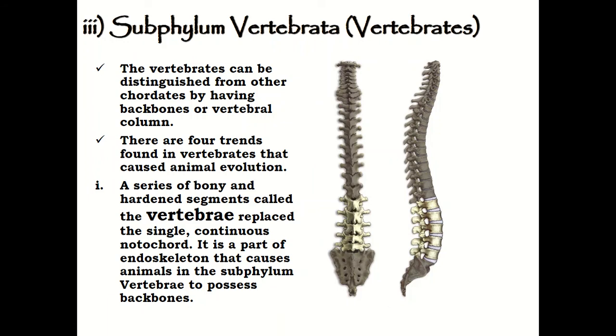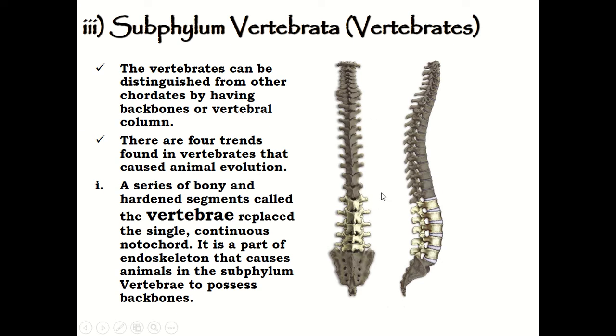Under the phylum Chordata, there is only one subphylum that includes the group of vertebrates, known as Subphylum Vertebrata. The members, known as the vertebrates, can be distinguished from other chordates by having the backbone, also known as the vertebral column.